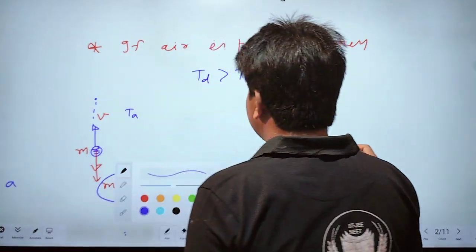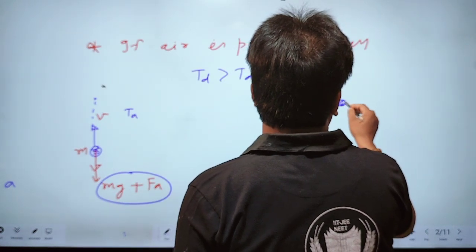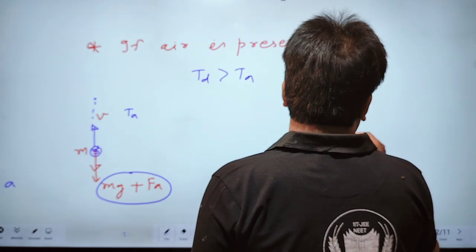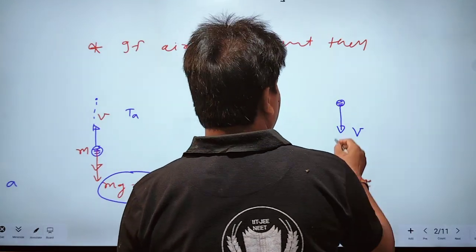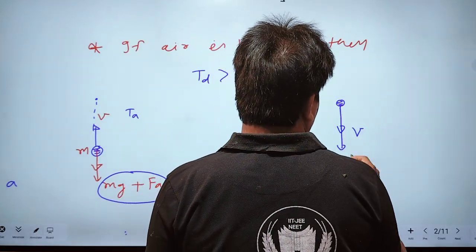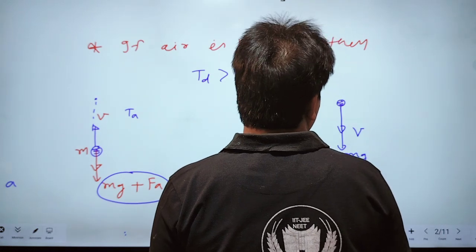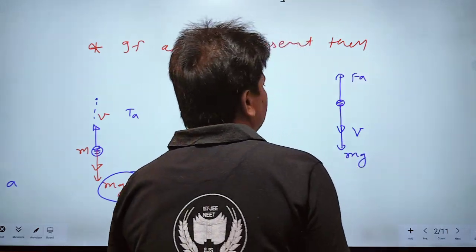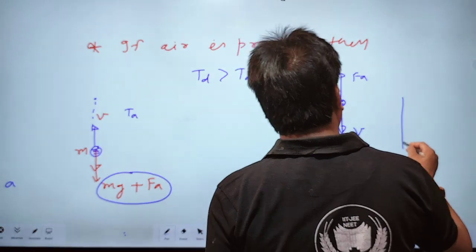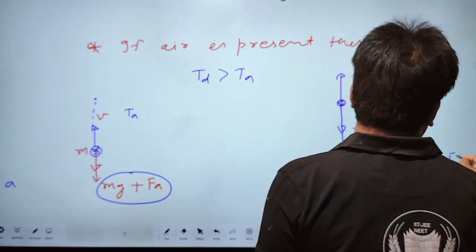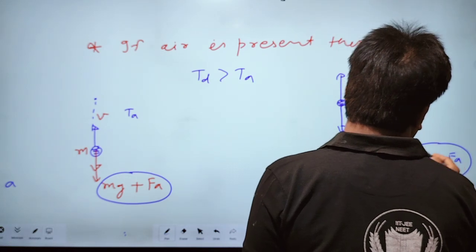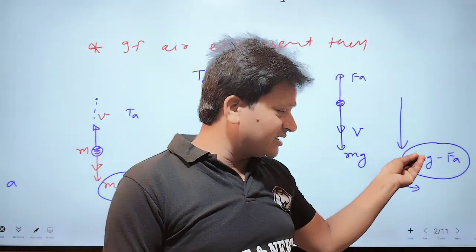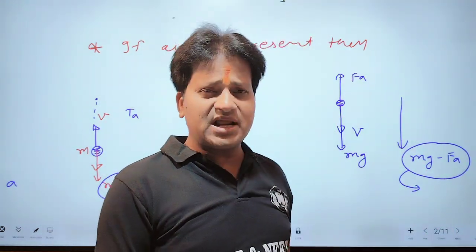But if the particle returns towards the earth, then velocity will be in downward direction and gravitational force will be in downward direction. Air resistance will be in upward direction. This is air resistance. Therefore, the resultant force in downward direction will be mg minus fa. This means that this force is very small. If the resultant force is small, then the acceleration of the particle in downward direction is also small.